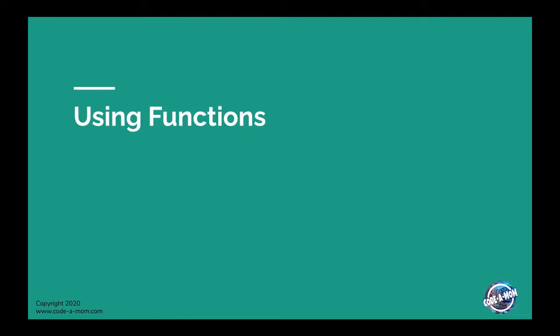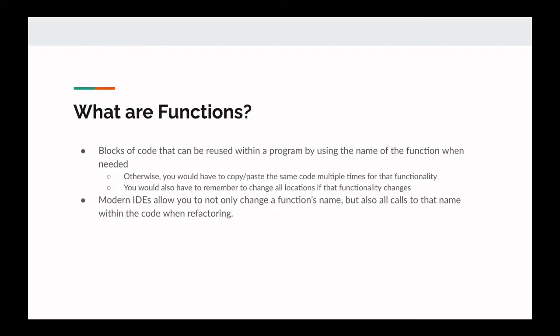So jumping in, using functions. Functions are blocks of code that can be reused within the program simply by calling the name of the function whenever you need to use it, along with whatever arguments are provided to it. If you didn't have a function, you would have to copy and paste that code block multiple times whenever you wanted to use that same functionality.